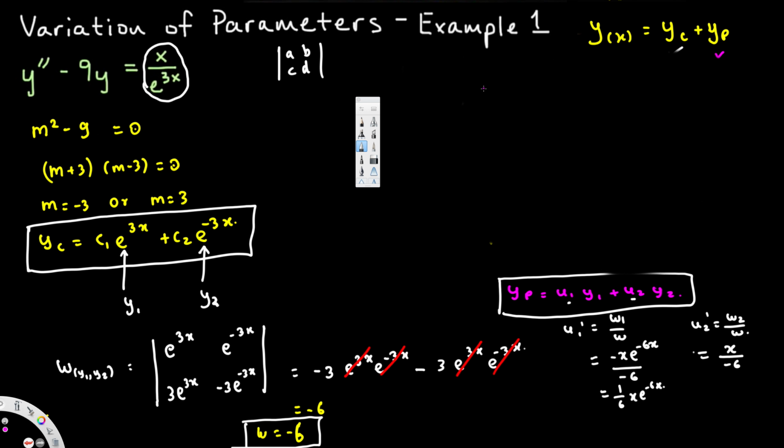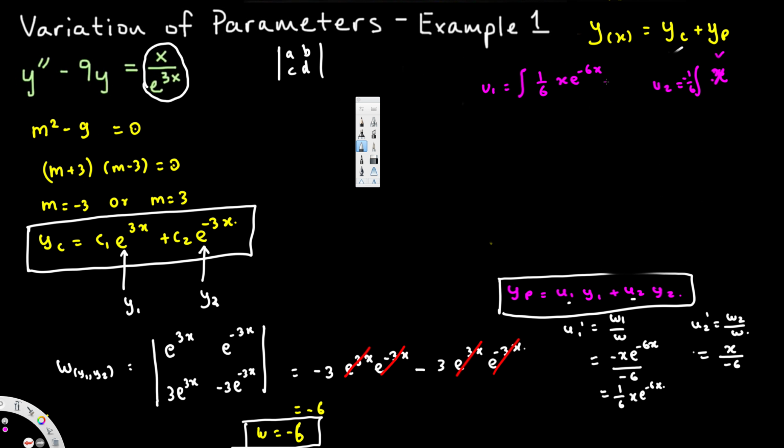Let's continue from here. Okay, now we have found u1 prime and u2 prime. To find u1 we are going to integrate this value, 1 over 6 x e power minus 6x, and to find u2 we are going to integrate x over minus 6. Minus 6 is a constant, so we can just write it as 1 over 6. You can do the same thing for this one. You can take 1 over 6 to the front, that way you can see clearly how to integrate, right?